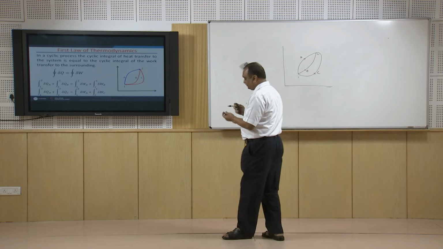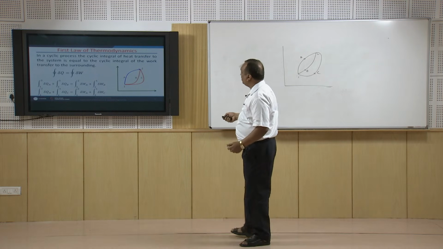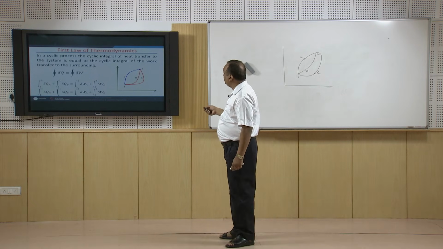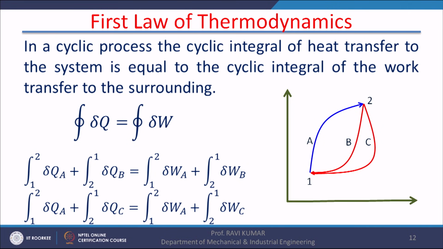Now, in this case, if we take the cyclic integral of the process 1A to B1, then the integral from 1 to 2 of delta QA plus the integral from 2 to 1 of delta QB is equal to the integral from 1 to 2 of delta WA plus the integral from 2 to 1 of delta WB. So, work and heat interaction in this closed loop or cyclic process is taken into account in this equation.